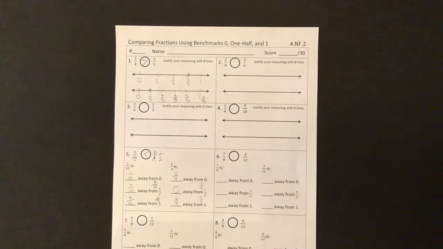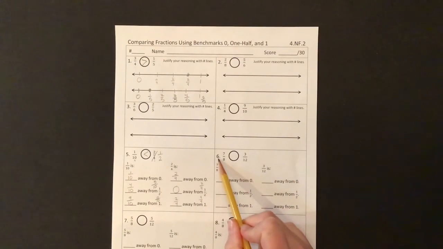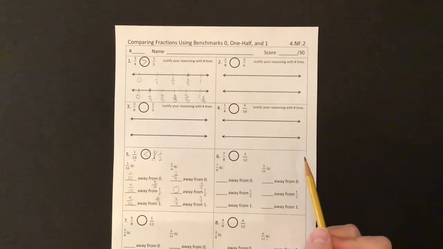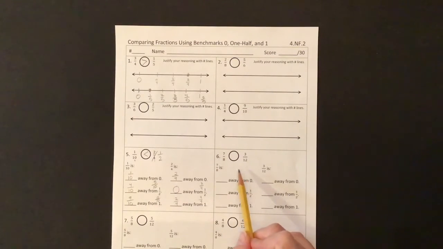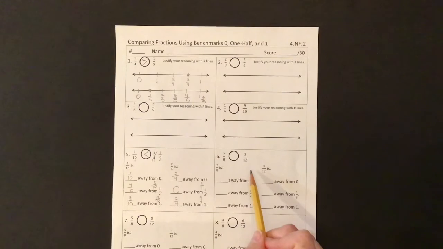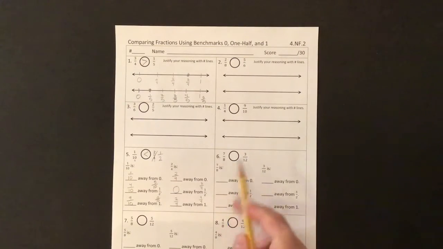Let's go ahead and go on to number 6. 7/8 compared to 3/12. Which one do you think is bigger? Can you get a feel for which fraction is more? If you're thinking 7/8 is bigger, you are right. 7/8 is greater than 3/12.